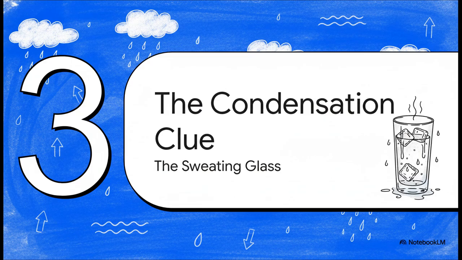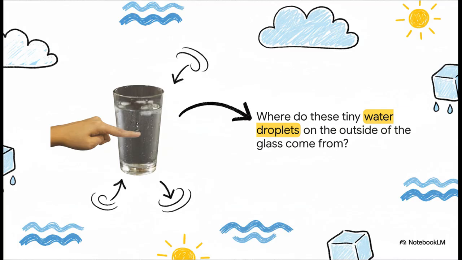Okay, detective team, let's move on to our third mystery. Why do tiny little drops of water appear on the outside of a cold glass? The glass isn't leaking, so what's going on here? I'm sure you've all seen this a million times. It looks like the glass is sweating, but the water is definitely not coming from inside the glass. So, where is it coming from?